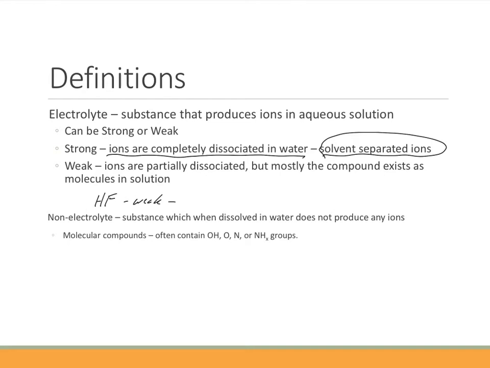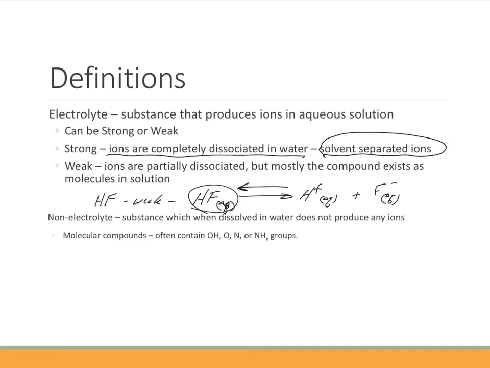When I dissolve HF in solution, it dissolves to form H plus ions, aqueous, and fluoride ions, aqueous. But this reaction isn't exactly a one-way ticket. In fact, it is a reversible reaction. And most of the molecules of HF stay undissociated. Hence, this is a weak electrolyte.